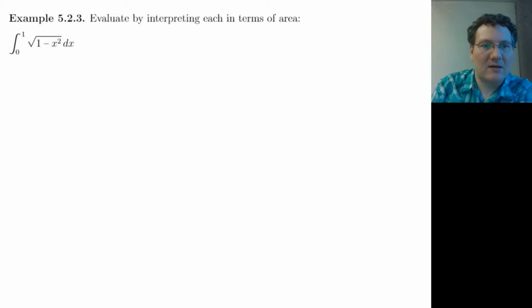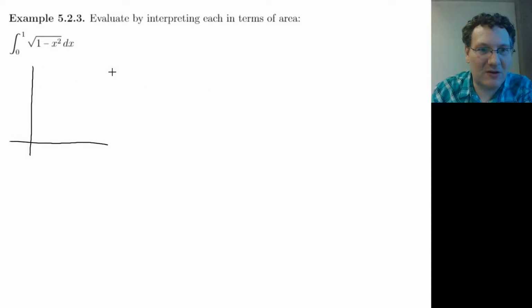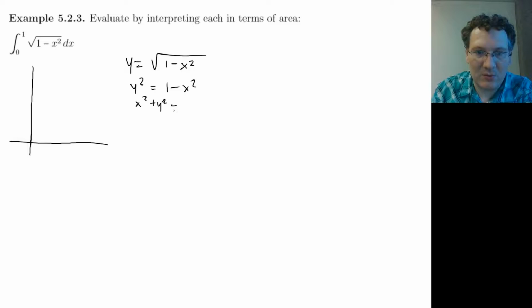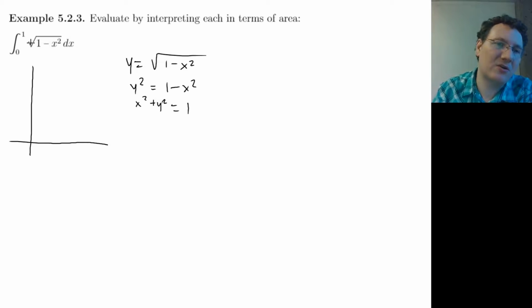Okay, let's try to evaluate some definite integrals by thinking of the area. Now here we have an integral from 0 to 1 of this function, the square root of 1 minus x squared. So it's going to behoove us to graph this thing out. And what is the curve y equals square root of 1 minus x squared? If you square both sides, you get y squared equals 1 minus x squared, so x squared plus y squared equals 1. That's a circle of radius 1. Now, the original curve was just the square root, which just means it's the top arc of this.